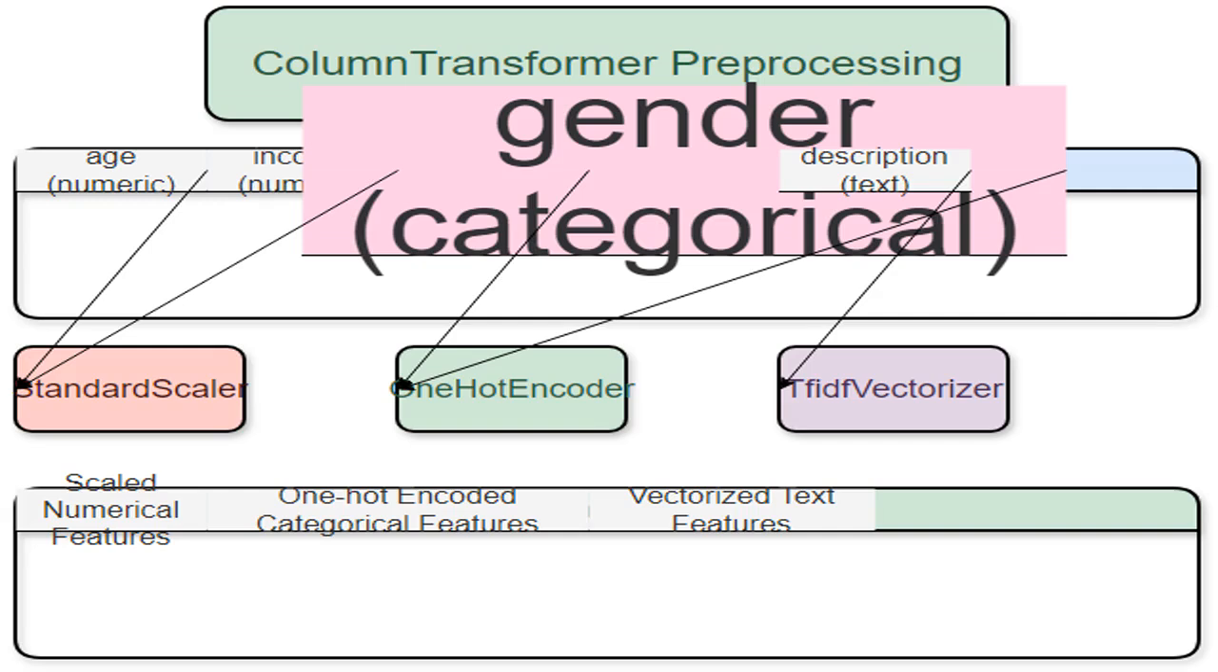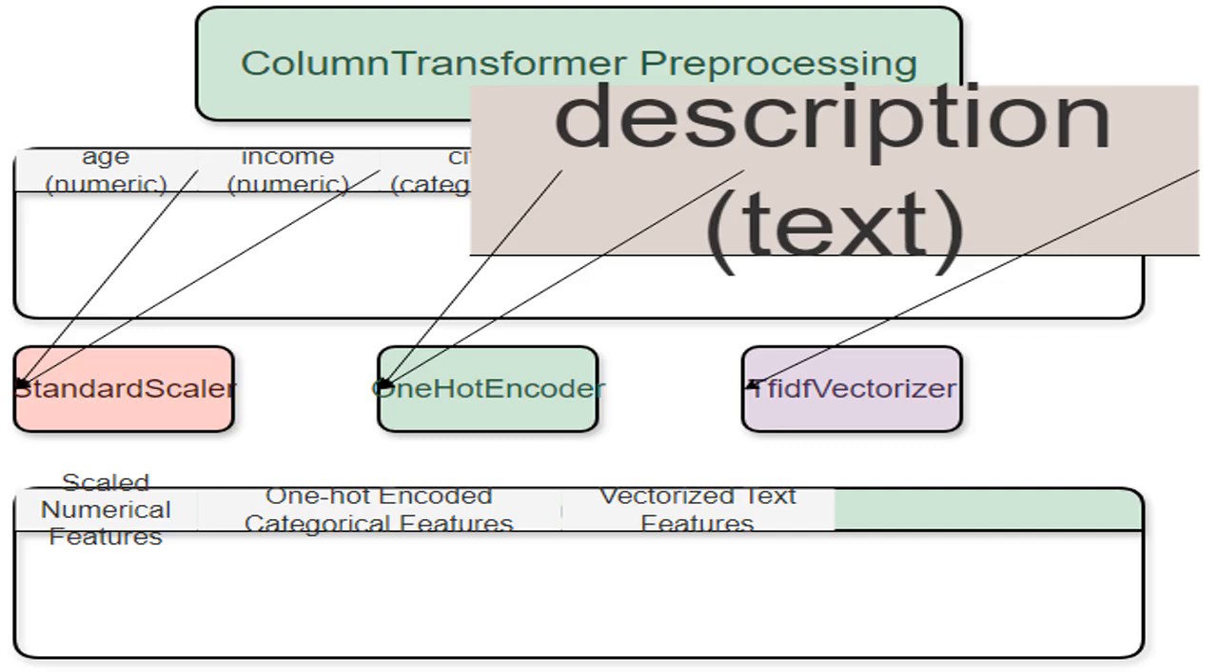I use this to make my numerical data have an average of 0 and a standard deviation of 1. This is called standardization, and it helps my model work better. I use this for categorical data, which are things like city or gender. It changes them into a numerical form by making one-hot encoded vectors for the categories.